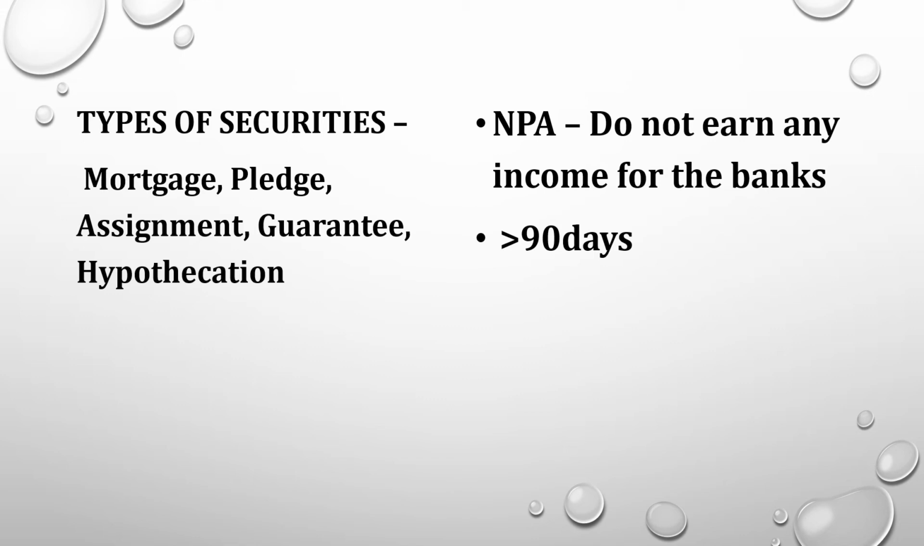NPA stands for non-performing assets. The assets which do not earn any income for the banks are called non-performing assets, or else a non-performing asset is an advance where the interest and principal amount remains unpaid for a period of more than 90 days in respect of a loan, overdraft, cash credit, etc. So remember, the principal amount and the interest has not been paid by the customer and the banker has waited for more than 90 days. So this will be treated as a non-performing asset.